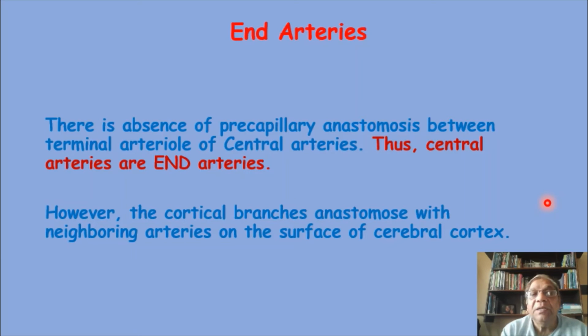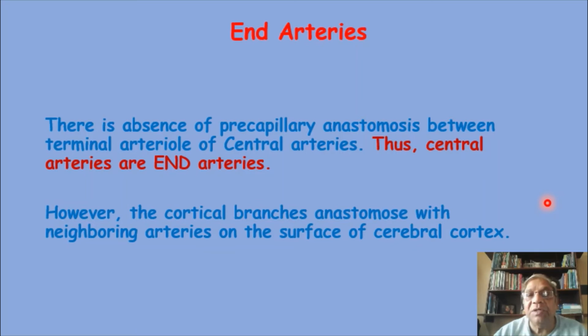What does it mean? The central arteries are end arteries, and end artery means where anastomosis is not there. If central arteries at the arteriolar level are blocked by a thrombus, blood clot or anything, or are ruptured, then the area supplied by that central artery will not survive. It will die, so the brain tissue will die. That is the meaning of central arteries being end arteries, and that is the importance of this artery in the deeper blood supply.